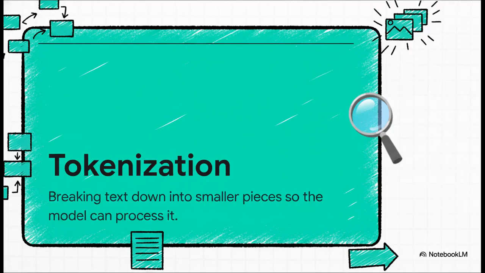Now, what's really interesting here is how they actually format it. An AI doesn't read a sentence like you or I do. Instead, it relies on a process called tokenization. Basically, it breaks text down into smaller pieces, or tokens, so the model can actually process it efficiently. And it's not just text. Images are resized and normalized, while code and documents are given a rigid structure. We are literally translating human content into a language the machine can digest.